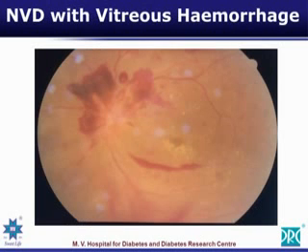Here is a color picture of a proliferative diabetic retinopathy, where vitreous hemorrhage has occurred from the new vessels from the disc. This is a small vitreous hemorrhage. This is not a big vitreous hemorrhage. When a patient has this small vitreous hemorrhage, he will complain of vitreous floaters.